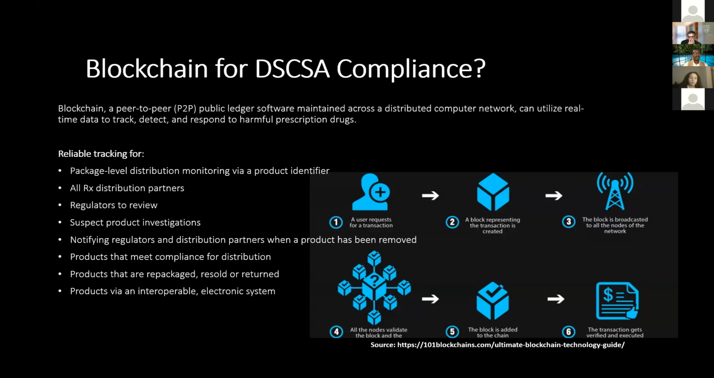There have been a variety of cases where it was implemented in small one-to-one trials, with package-level distribution monitoring for a product identifier. That does work, and it works in other industries as well. You have prescription distribution partners that can all be part of a distributed network. It's easy for regulators to review, the data can be shared in a reliable manner, and it also promotes an interoperable electronic system. It's been well received in other parts of the world, and we'll get into a couple of use cases and case studies around that. Next slide.